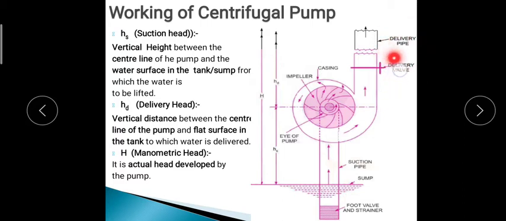Next, the delivery pipe is the pipe which delivers the water from the pump to the overhead tank. So these are some parts of the centrifugal pump and its working.